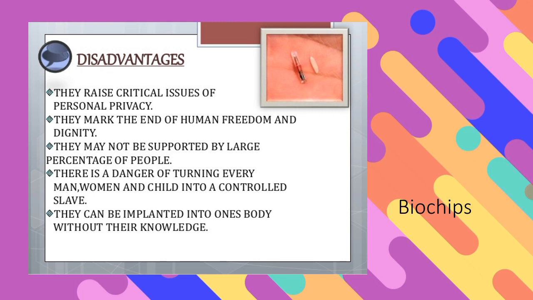Then they can be implanted into one's body without their knowledge, because injection or implantation of the biochips in a person's body is very easy. So without that person knowing that he or she is getting injected with the biochip, it is very illegal and it is against human rights, or that person's rights, if he is not ready. So they can be implanted without their knowledge.